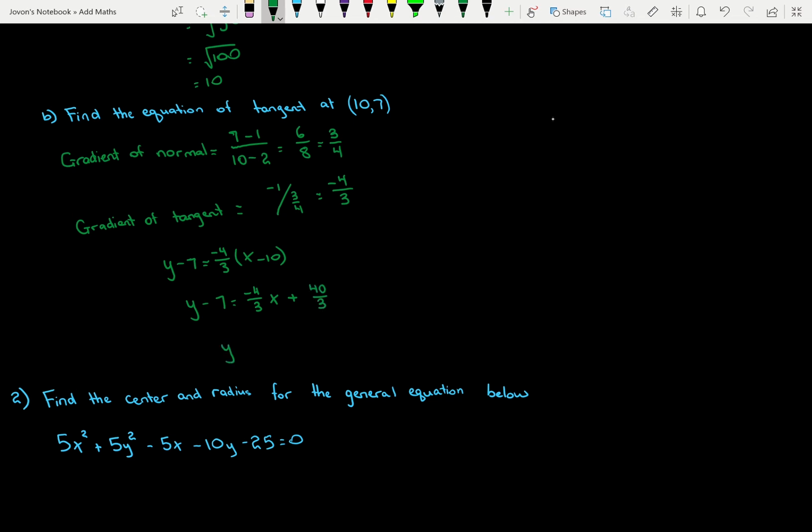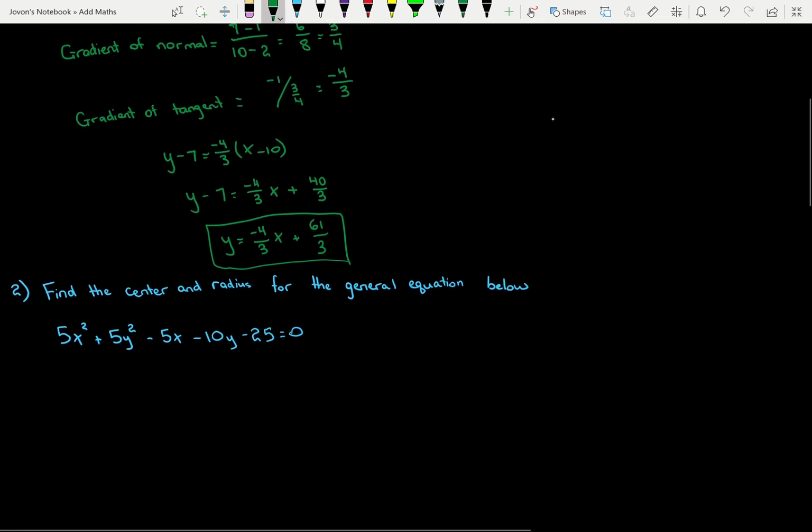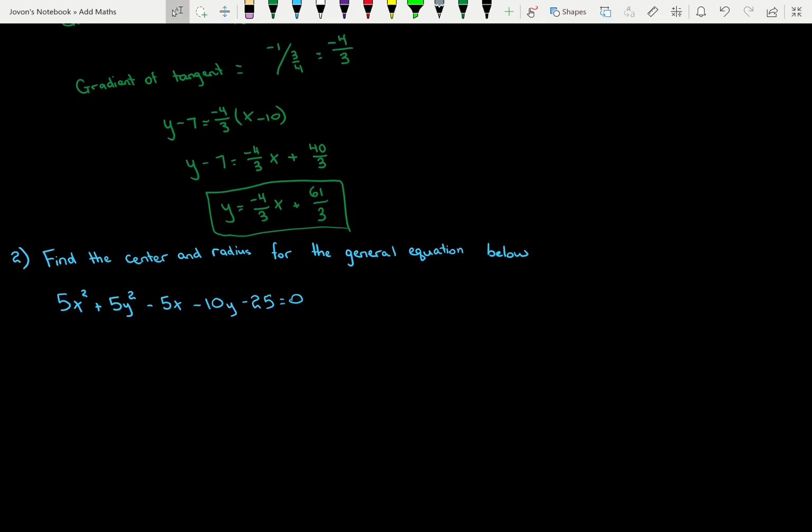We get y is therefore equal to minus 4 over 3x plus 40 over 3 plus 7, which is equal to plus 61 over 3. Okay, and this is the equation of the tangent to that circle at the point (10, 7). Okay, so that's pretty straightforward.